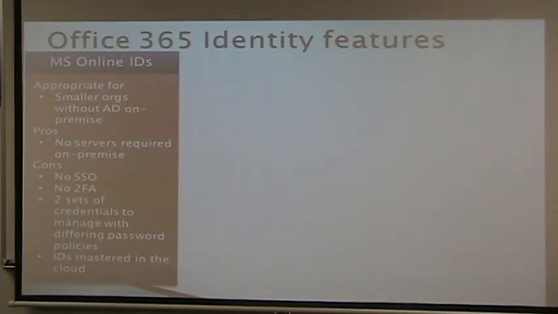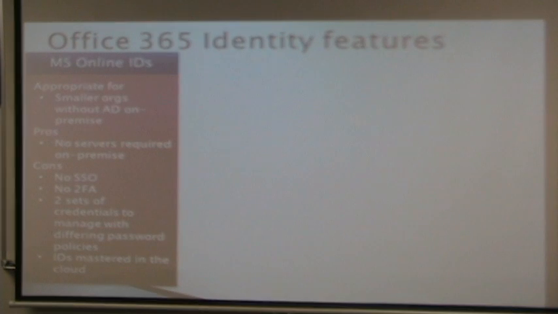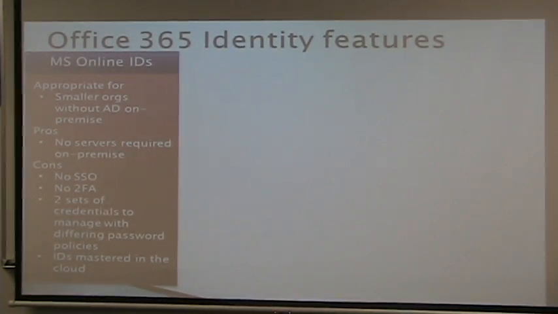All right, here are the 3 models that are available in Office 365. Your MS Online IDs. It's appropriate for smaller organizations without an AD on-premise. Obviously, no servers are required at all because it's centrally managed up in Office 365, with no integration back to local resources. Some of the drawbacks: you can't do SSO, which is single sign-on, and no two-factor authentication. There are 2 sets of credentials, and your IDs are controlled in the cloud, not on-premise.